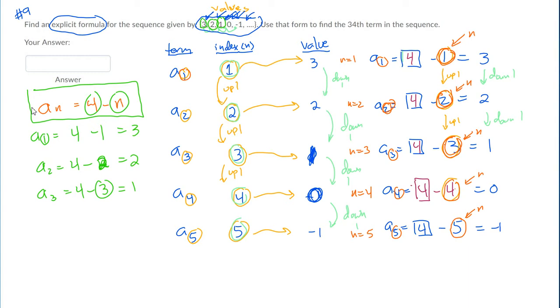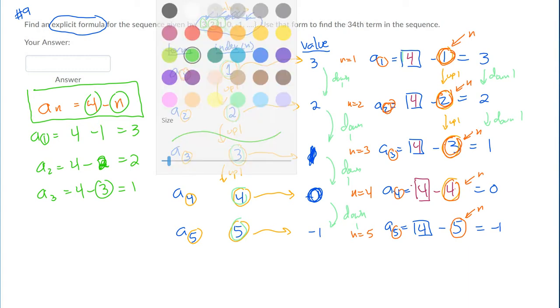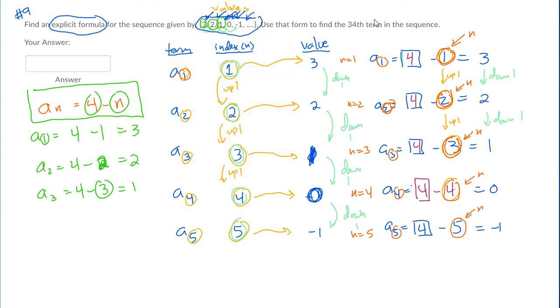Okay. The next question is, what is the 34th term in the sequence? So how would I get the 34th term at this point? Well, for the 34th term, that means n is 34, right? So I can use this formula. an is 4 take away n. So A34 would be what? 4 take away the number 34. Because my n would be 34 for the 34th term. 4 take away 34 is negative 30. So you should be getting negative 30 in my version of the problem. Okay, so my answer would be negative 30.